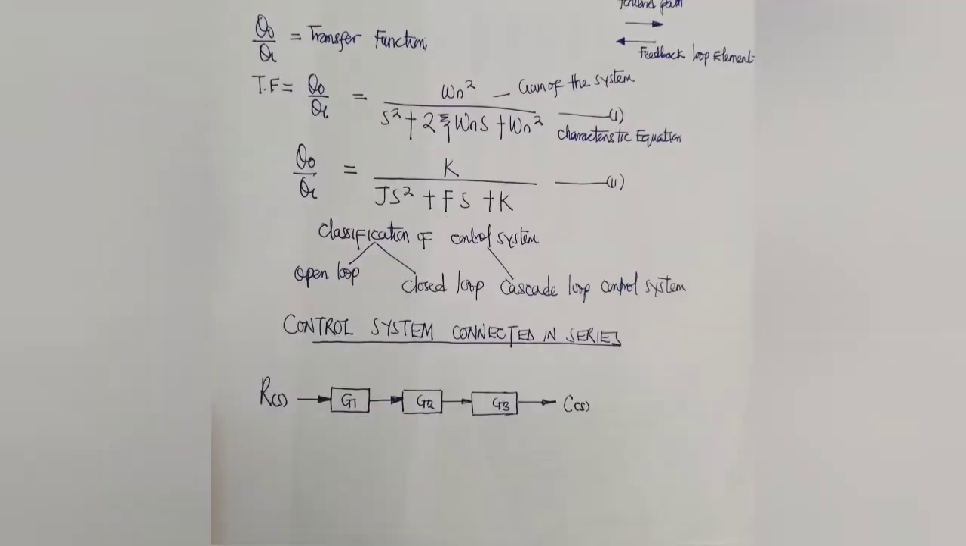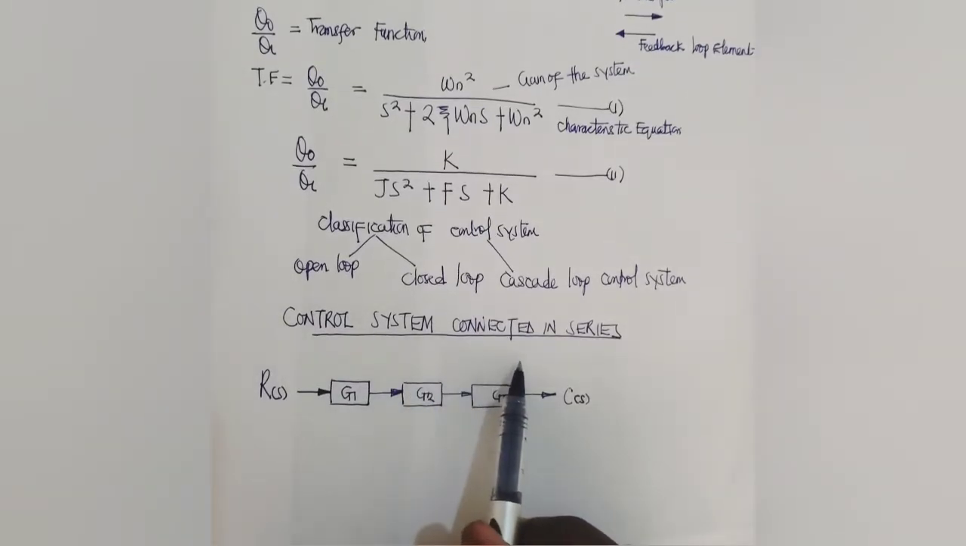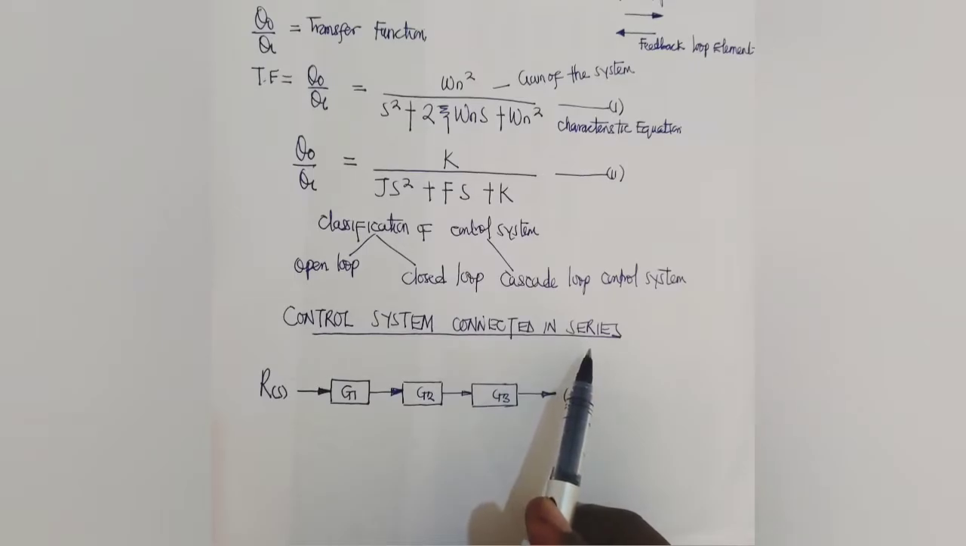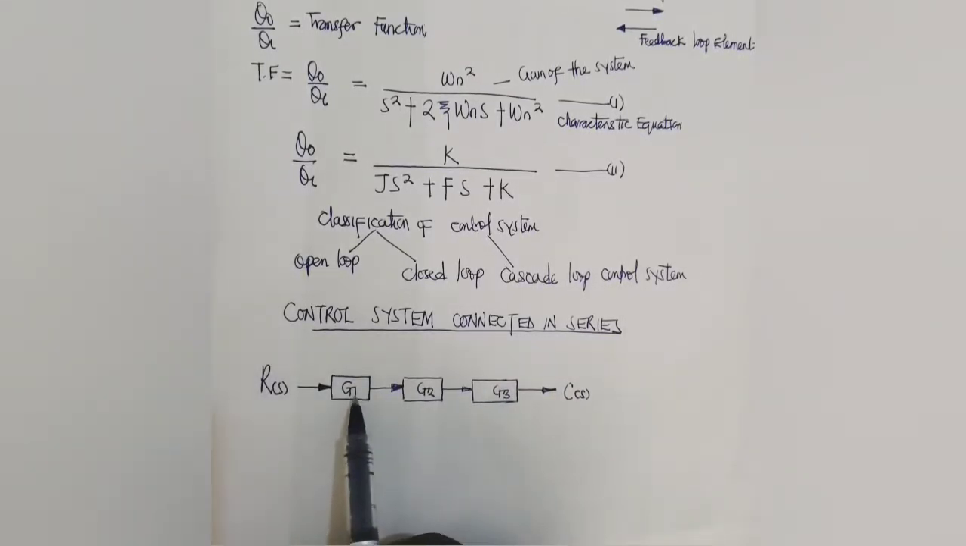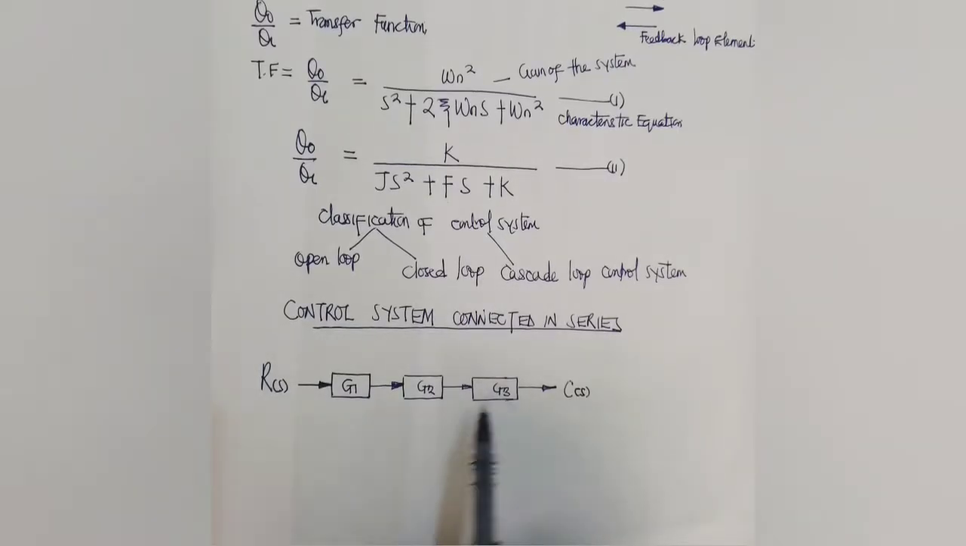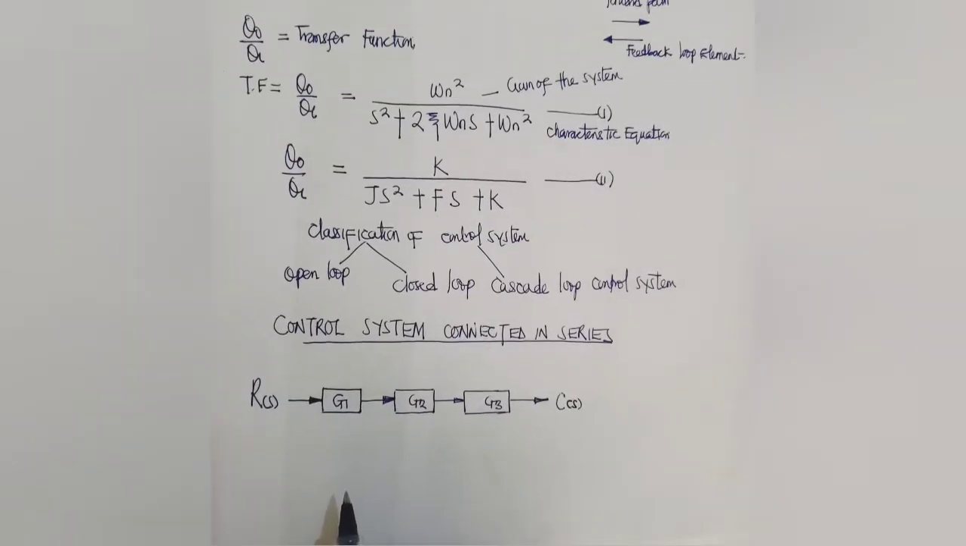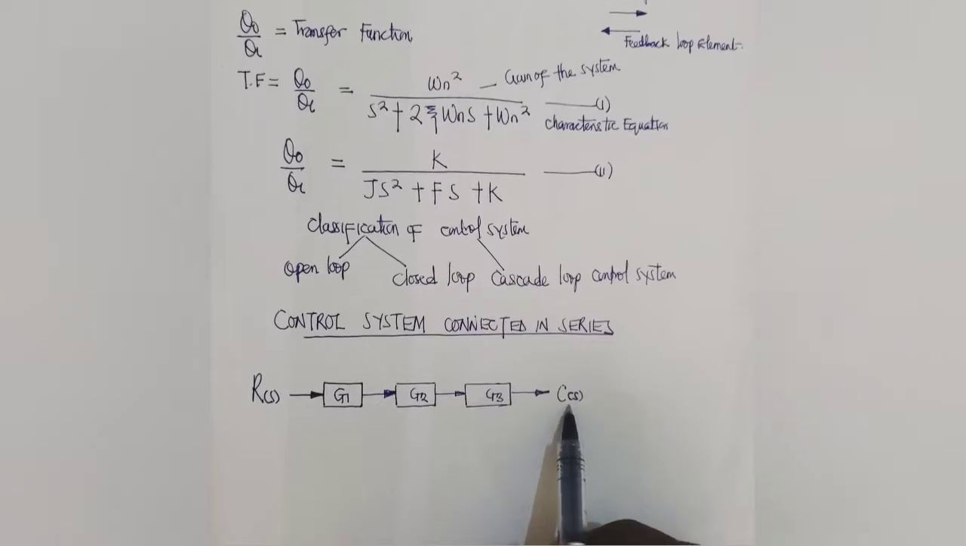So this is what we are going to be having. Now we have our control systems when they are connected in series. Take a look at this block diagram. We have G1, G2, G3 representing my elements. I have R(s) representing my input signal, while I have C(s) representing my output signal.